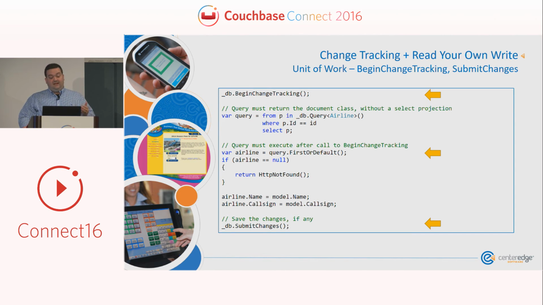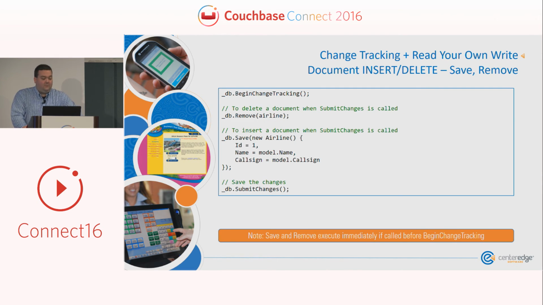One option that you can do with this is, if you're using dependency injection with request level scoping, you could begin change tracking at the beginning of your request before this DB object's injected into your controller, and then automatically call submit changes at the end of the request if there were no errors thrown.